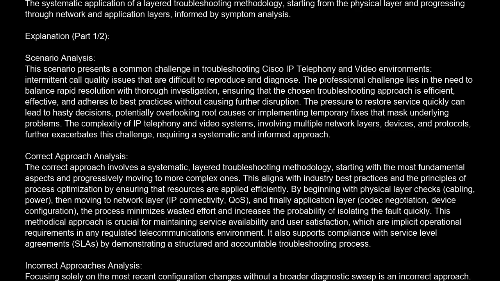This methodical approach is crucial for maintaining service availability and user satisfaction, which are implicit operational requirements in any regulated telecommunications environment. It also supports compliance with service-level agreements, SLAs, by demonstrating a structured and accountable troubleshooting process.